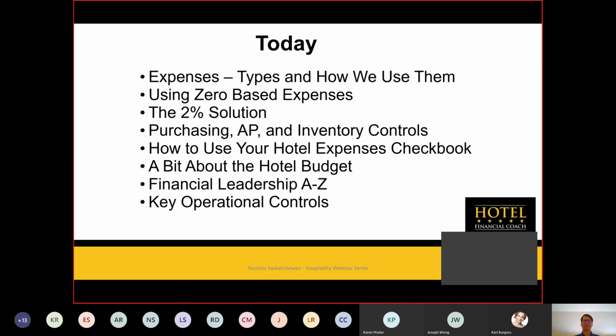So today we're going to talk about expenses, different types and buzzwords, and how we kind of confuse the word expense with other things, how we use them. We're going to talk about using something very specific called zero-based expenses. We're going to do a little exercise on the 2% solution. It's a real good strategy for problem solving. Then we're going to talk about purchasing, accounts payable, and inventory controls. We're going to talk about how you can create and use your own hotel expense checkbook. We're going to talk a bit about the hotel budget. We're going to kind of open the door to that. And then we're going to talk about financial leadership, what it's all about. And we're going to wrap things up today with some key operating controls that you need to make sure you have in place in your hotel.